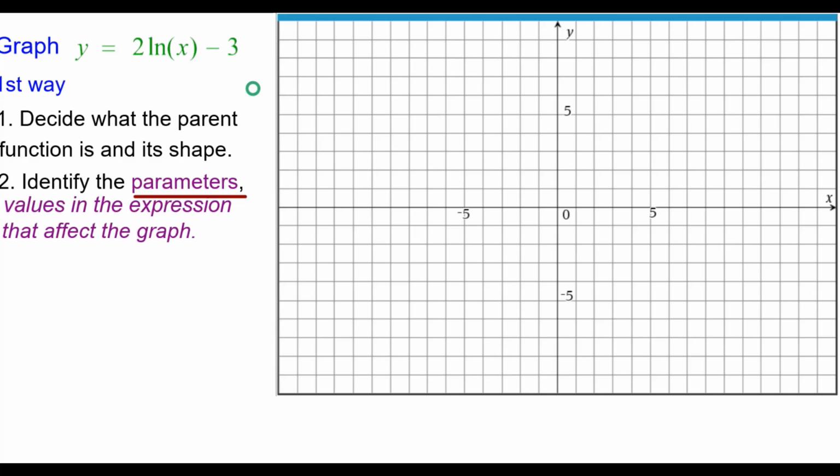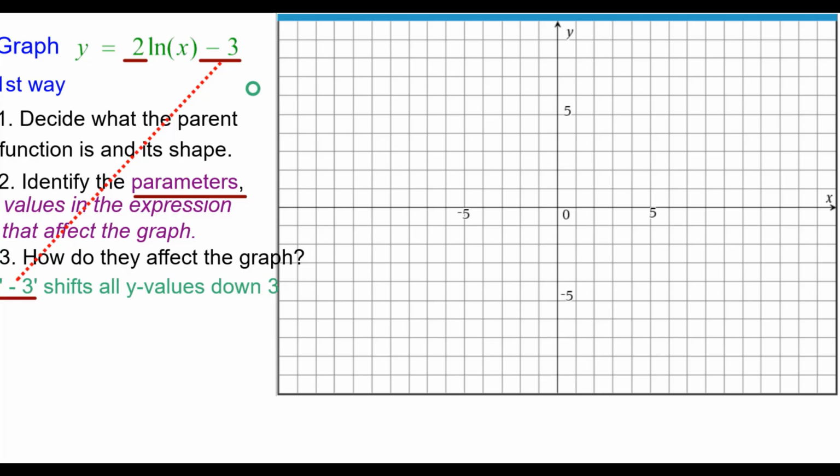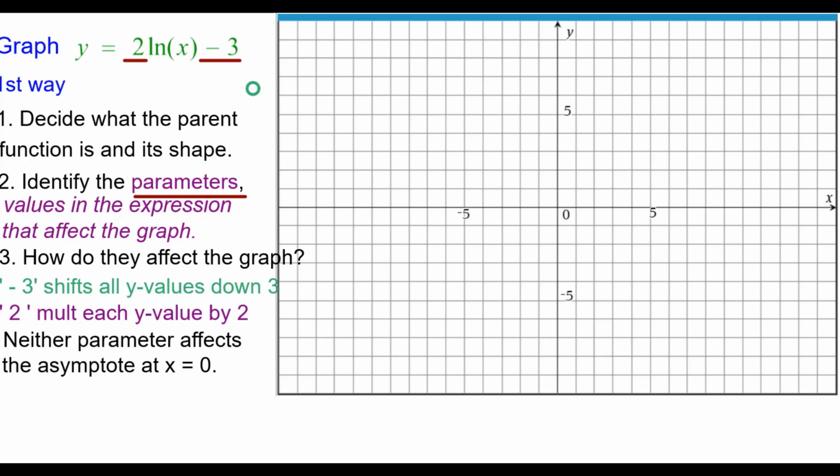Identify the parameters. These are values in the expression that affect the graph. In this case, we have 2 parameters. And how do they affect the graph? Well, the minus 3 shifts all y values down, and the 2 in front there multiplies each y value by 2. Neither parameter affects the vertical asymptote at x equals 0, so let's go ahead and plot that.